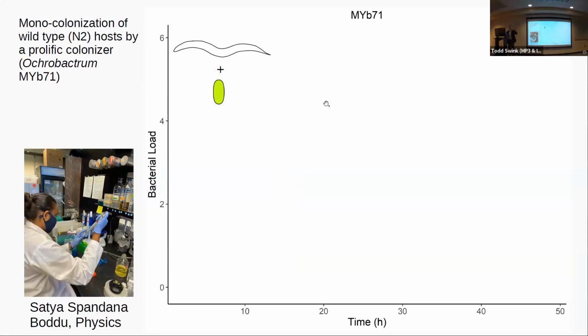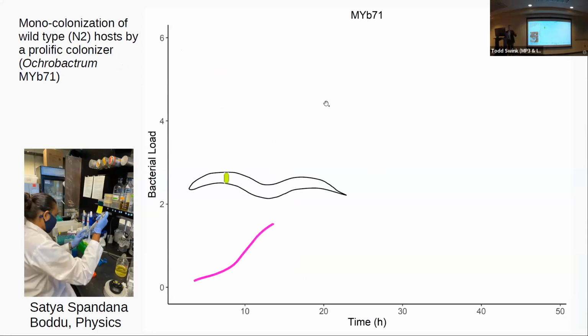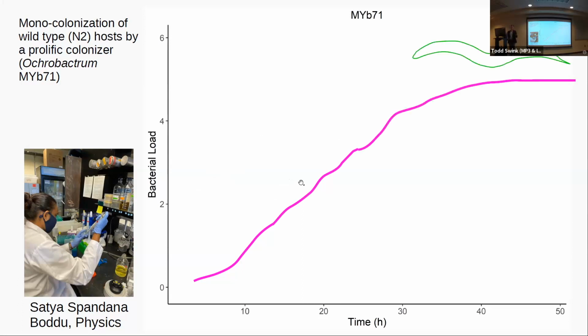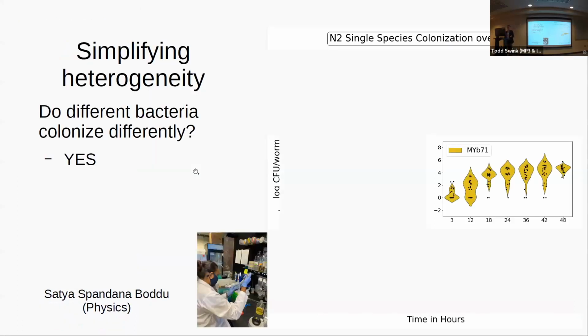In this case, let's say it's Ochrebacterium, which is our most prevalent species. Now, we look at early times, we should have low total abundance. Maybe we've got some zeros here, it's a stochastic process of colonization. Over time, we should start to get growth, exponential swamping. We'll start to get everyone colonized. And then in sufficient time, we should start to see saturation. Everyone should be getting towards the capacity of the worm.